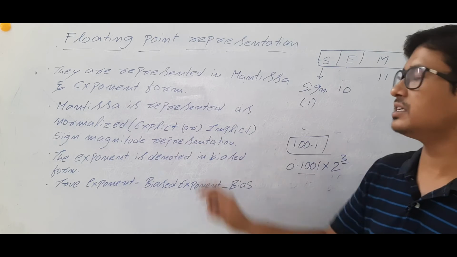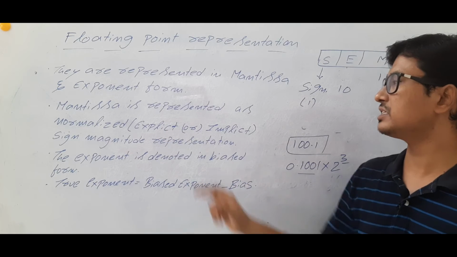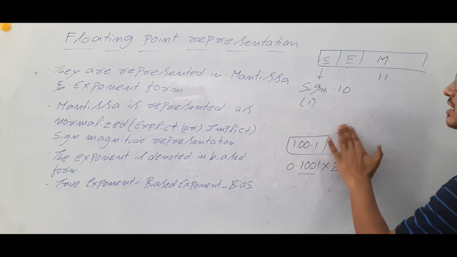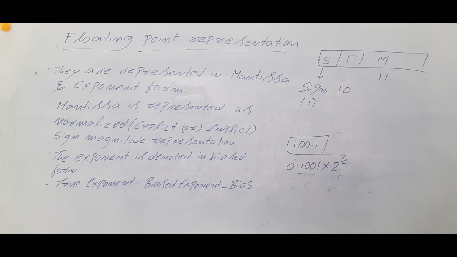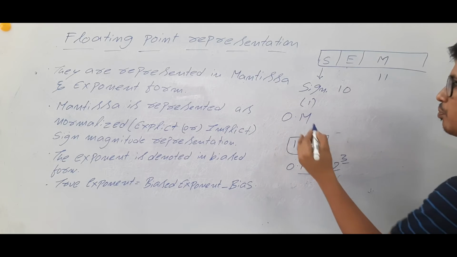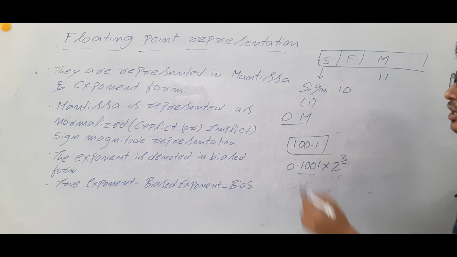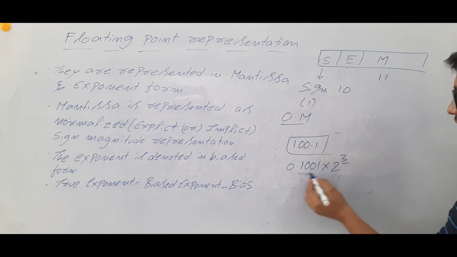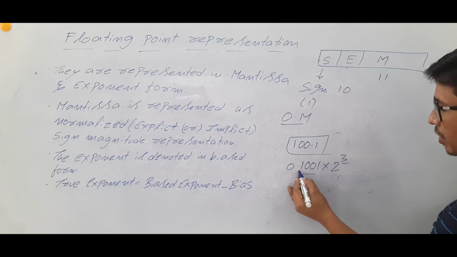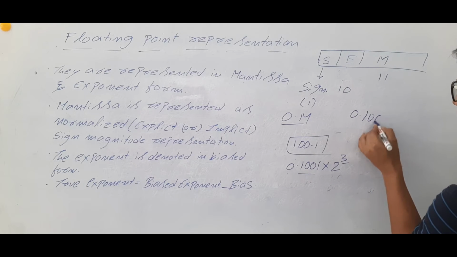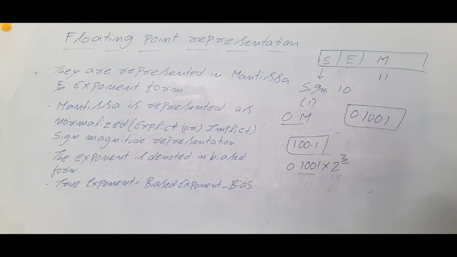Now this normalized form can be in two forms: explicit and implicit. What is meant by explicit representation? What is meant by implicit representation? We will discuss. If you have a mantissa in the form of 0.m, then we will call it an explicit mantissa representation. Now this is the case 0.1001, which I will call an explicit representation of the mantissa. So this is your mantissa M.